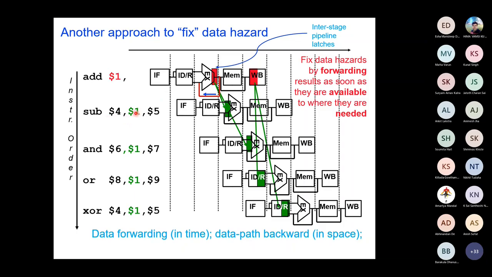Because suppose instead of having $1, you have something else here. Then the source registers are completely different. So in that case, this backward data path need not be activated. You need to read the content from here. So it will be activated only if one of the sources is the destination of a previous instruction, and the corresponding write back operation is yet to be performed.